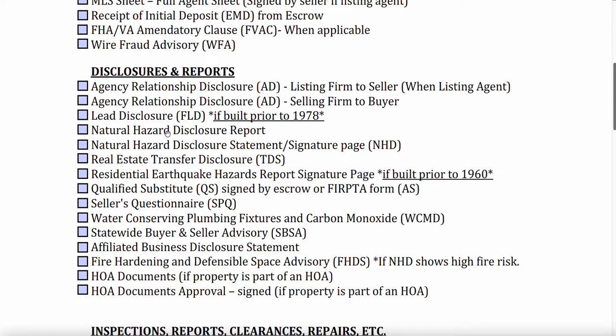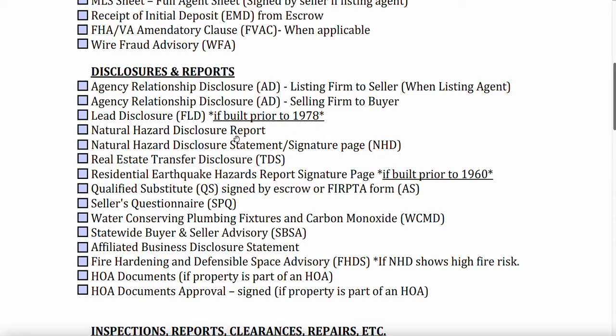Disclosures and reports. Now these agency relationship disclosures, they're required by law, and they're built into the listing agreement. So listing firm to seller, you'll already see this with the listing agreement bundle above. And same with this one, selling firm to buyer, that's already built into the purchase agreement. But sometimes I see agents split up the documents in the purchase agreement, and that's why it's important to have all of them. Lead disclosure, and this is if it's built prior to 1978. If not, you don't need to include it.